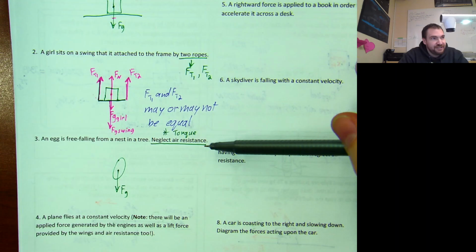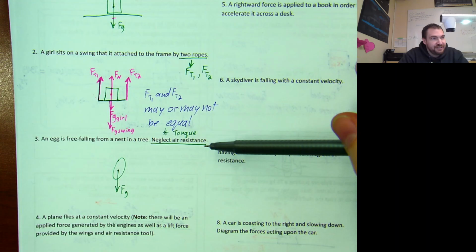What's acting on our plane? Gravity. What else is acting on the plane? There has to be a lift force because the plane's not falling out of the sky, but something's keeping it up. So there has to be a force of lift. Which direction is that going to be in? It's going to be up. We cannot call it a normal force because this thing's not on a surface. It's lift provided by the wings.